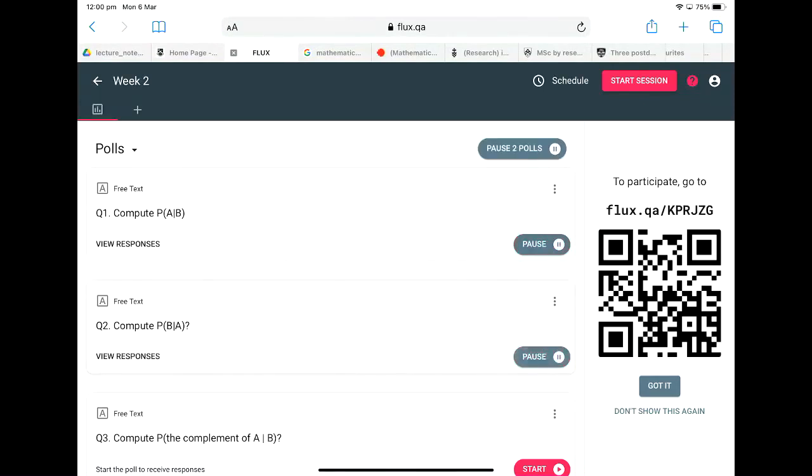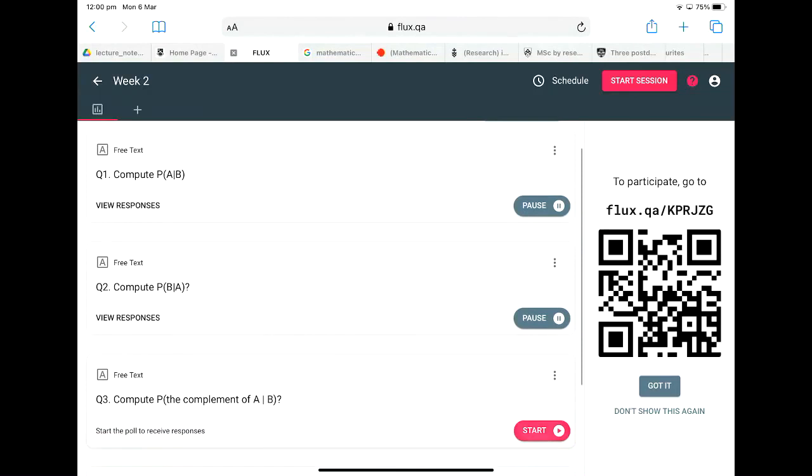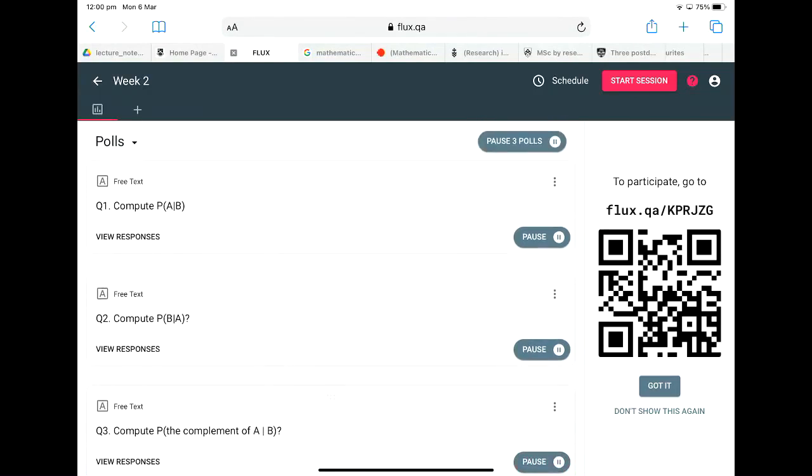We have three questions. First question: can you scan the barcode here, and then you can answer the question. Question one is to compute the probability of A given B. Question two is the probability of B given A, and the last one is the probability of the complement of A given B.